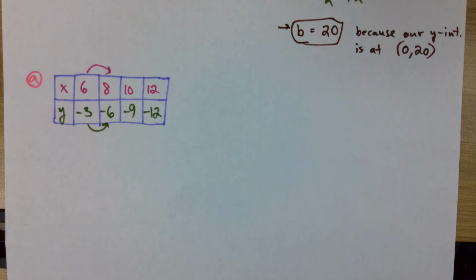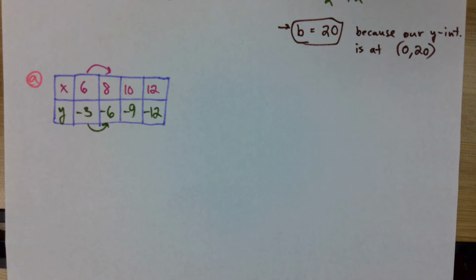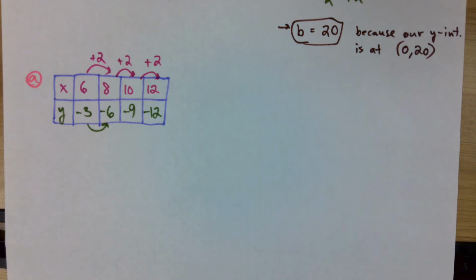Okay, so we got our table here. First thing we want to do, get it out of the way. Let's find our slope. What's our change in x up here on the top from 6 to 8? Plus 2, right? What about from 8 to 10? Plus 2. What about from 10 to 12? Plus 2. Nice and constant up on the top.